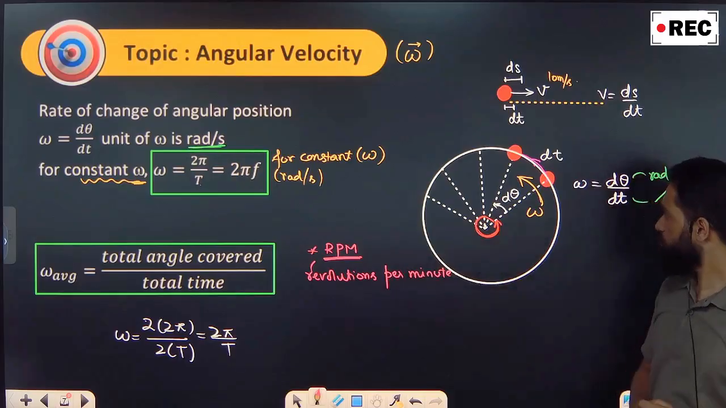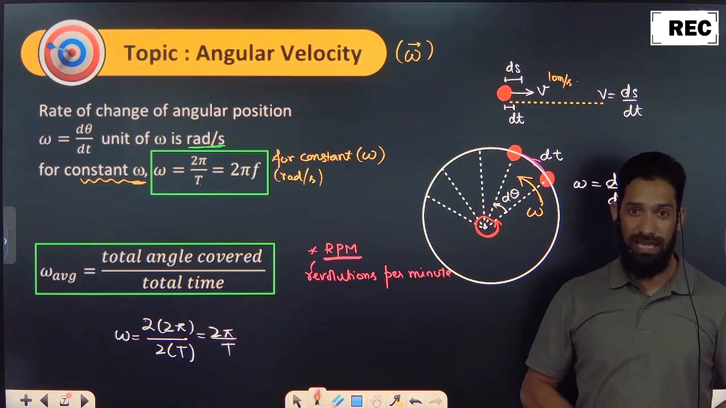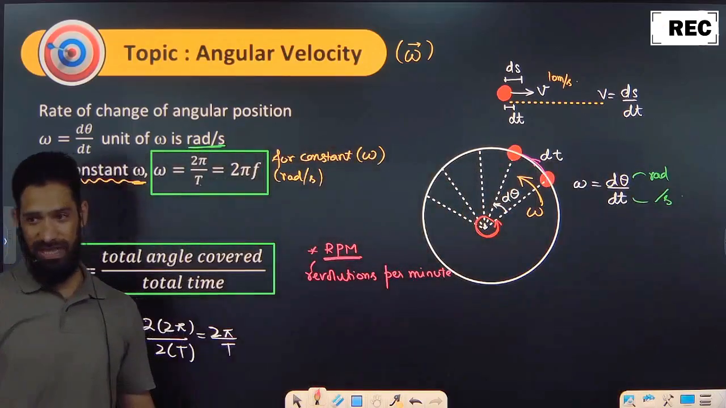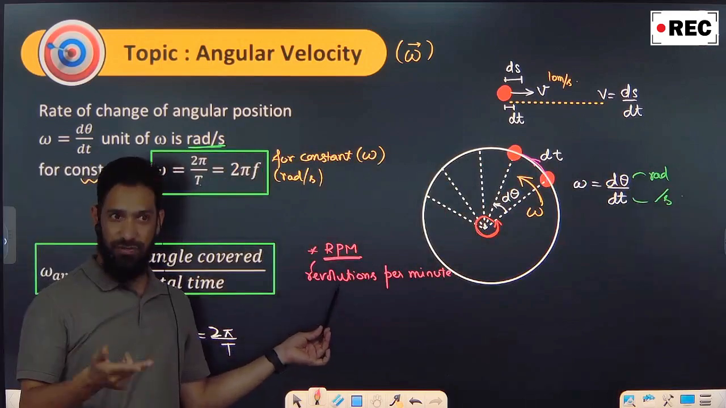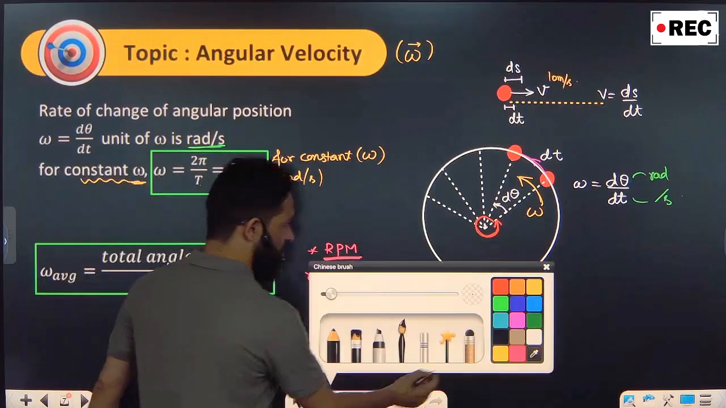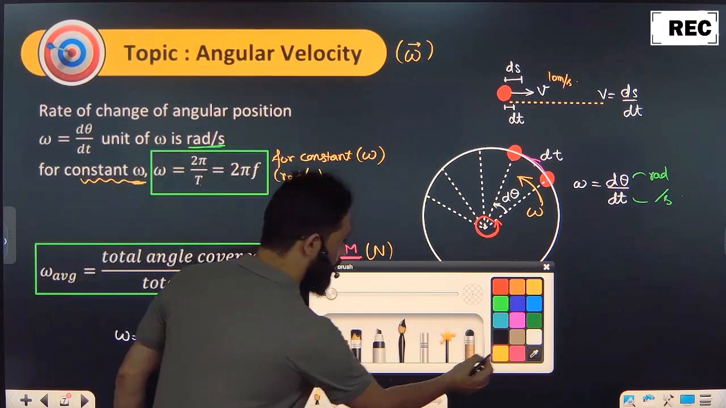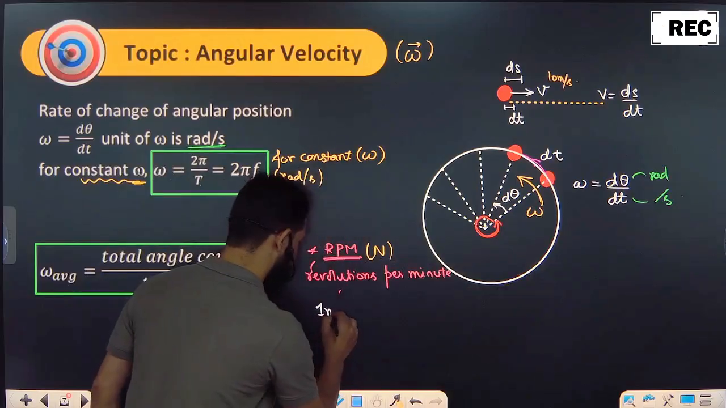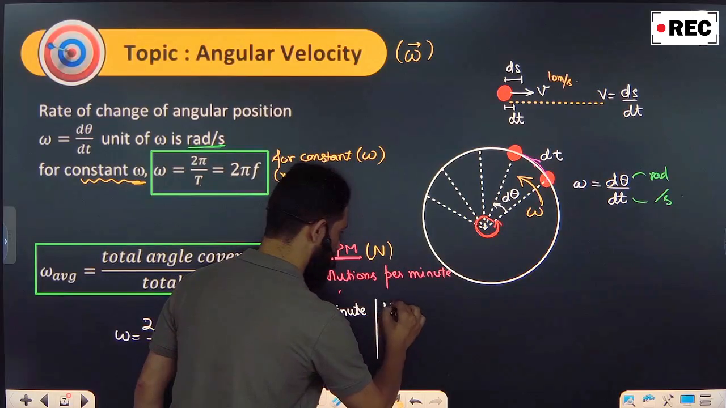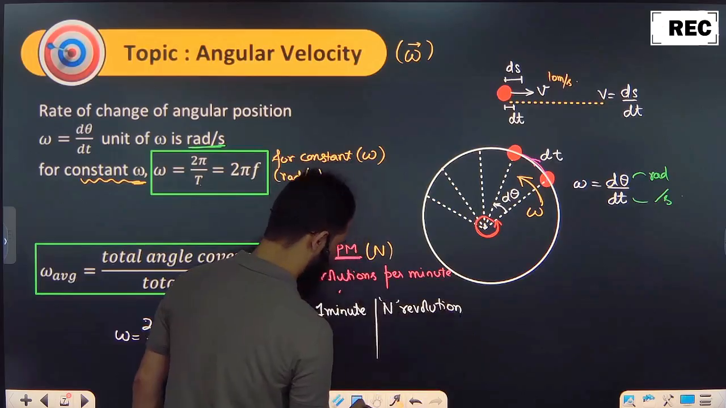But see, if I tell you in 1 minute it is making 1000 rounds, how much? 1000. In 1 minute, I will count in 60 seconds how many rounds it is making. 1000. So how many revolutions is it covering? 1000. In how much time? 1 minute. So it means this is called RPM. So RPM, if I denote that with N, what does that mean? It means that in a time of 1 minute, it is covering N revolutions. Can you tell me how much is omega for it?